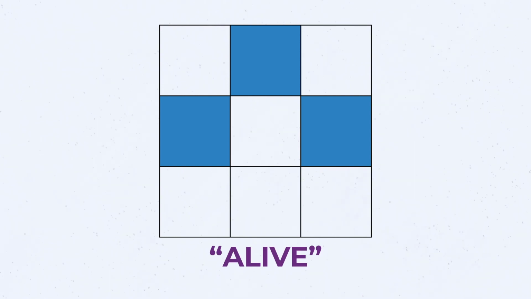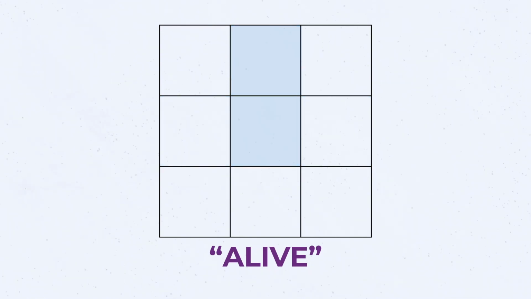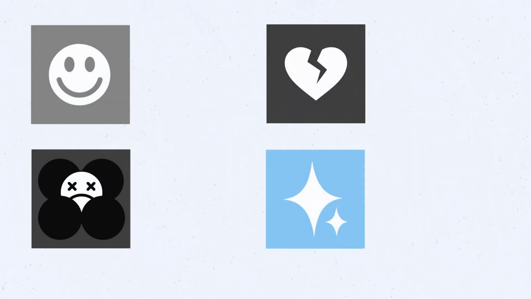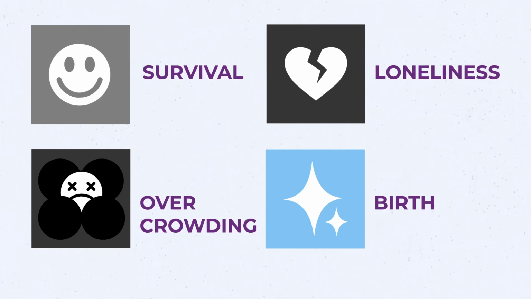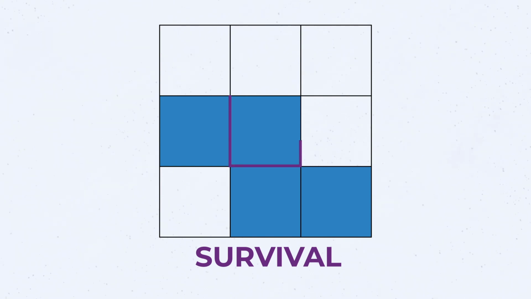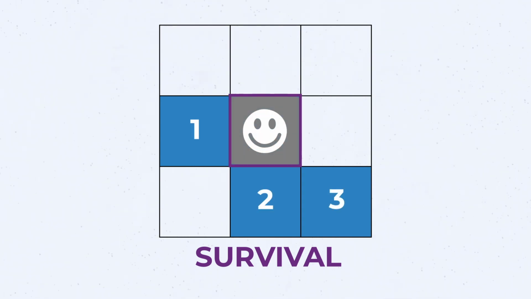Here's how it works. You start out with a grid of any size and fill in some squares. What squares are alive in the next generation is determined by 4 simple rules: survival, loneliness, overcrowding, and birth. Focus on the center square here. This square is alive. If a live square touches exactly 2 or 3 neighboring live squares, it survives to the next generation.